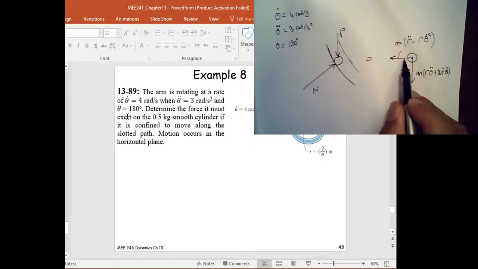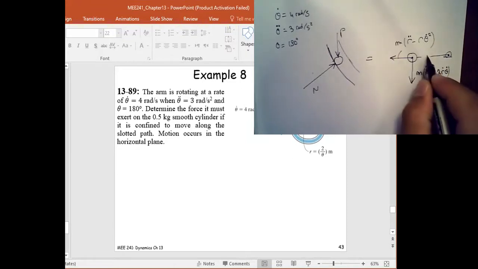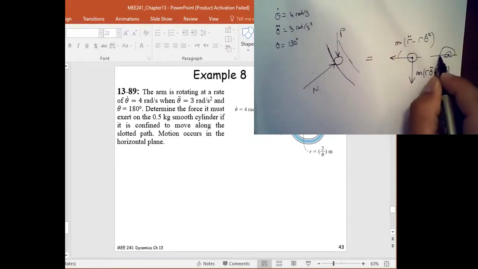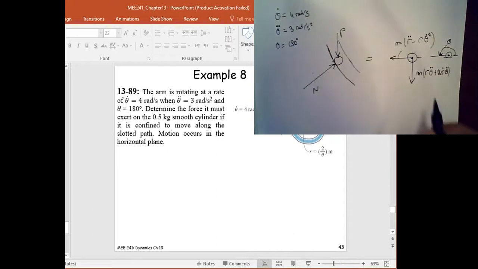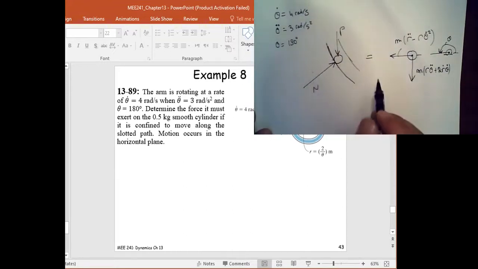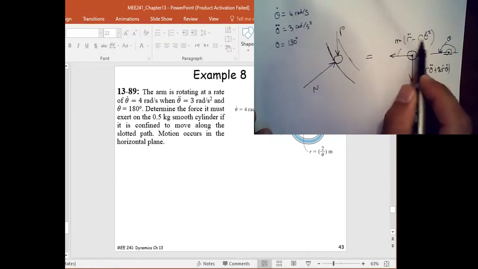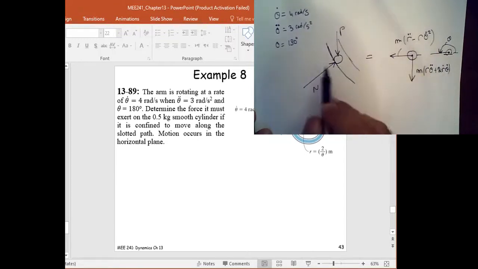Yeah, so this is the direction of R. R starts from the origin, which is here, and this guy all the way is my theta. So this is my R, and this is the cross direction of theta. What I need to do is calculate what R double dot and all these values are, and then sum the forces and obtain the value for P.